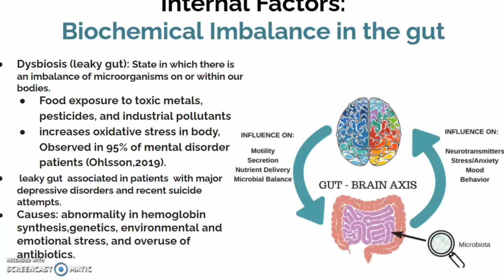One type of internal factor is a biochemical imbalance in our gut. Dysbiosis, also known as leaky gut, is a state in which there is an imbalance of microorganisms on or within our bodies. Food exposures to toxic metals, pesticides, and industrial pollutants increases oxidative stress in the body.